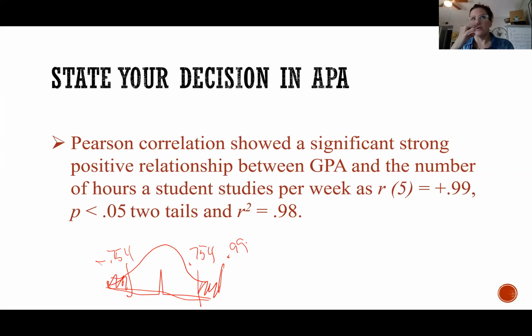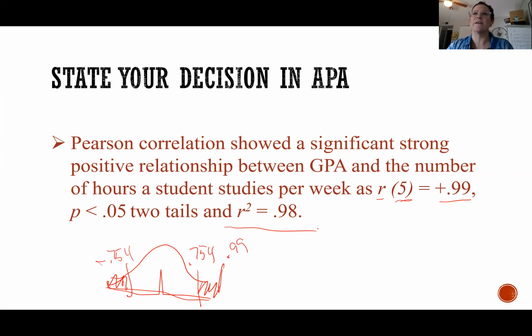So you need to state that there's a significant positive relationship between GPA and hours studied. So both variables need to be described. Then you have your R, your degrees of freedom you use to look up your critical value, your obtained test statistic rounded to 2 decimals. And if it's negative, make sure you put the negative. If you don't have any sign, it's assumed positive. In this case, P was less than 0.05, and we used a 2-tailed test.